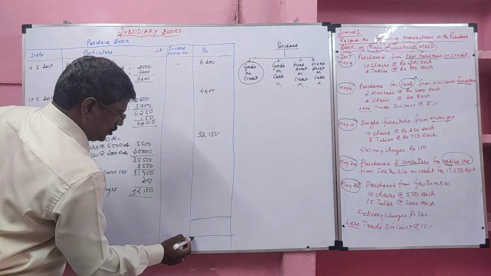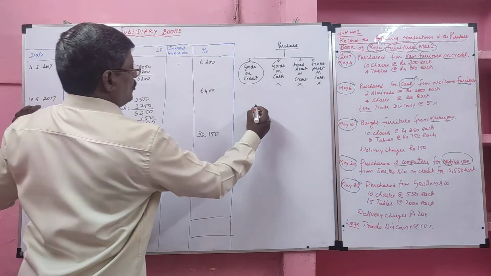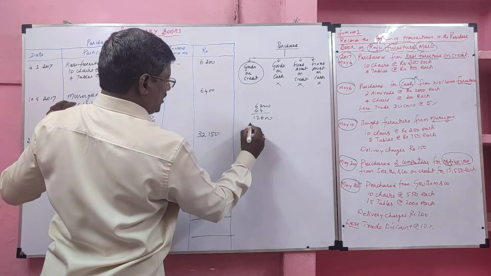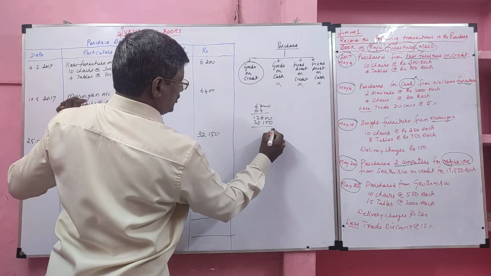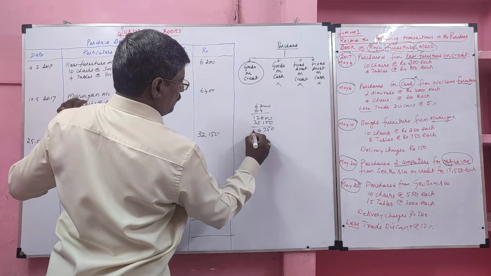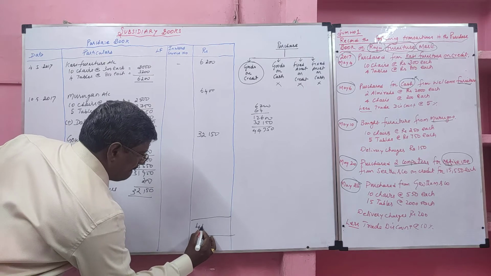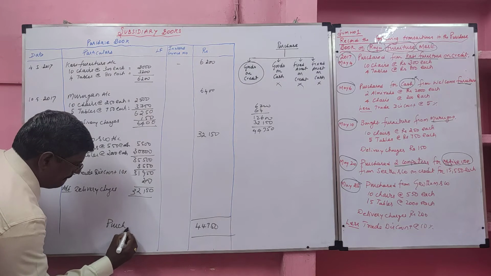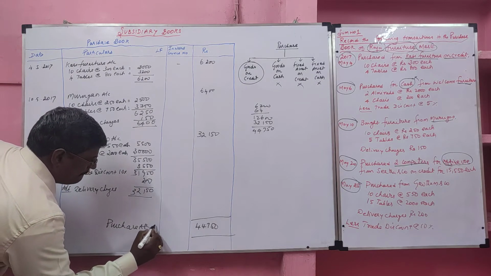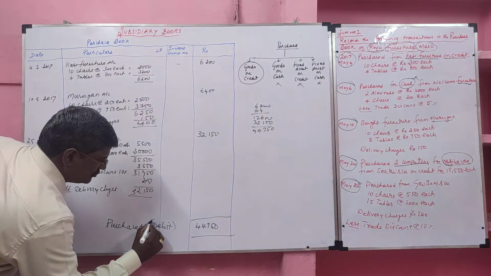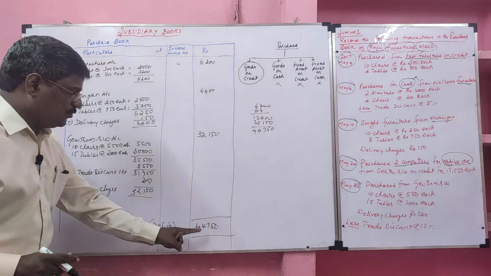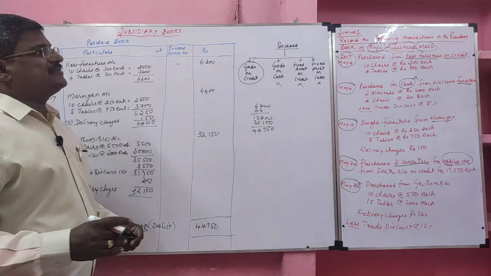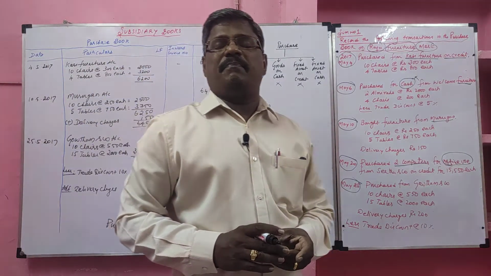Then we have to total it. Total 6,200, 6,400, 12,600 plus 32,150, that is 44,750. It will be recorded in the debit side of purchase account. The total of purchase book is posted to the debit side of purchase account. Students, we completed purchase book.